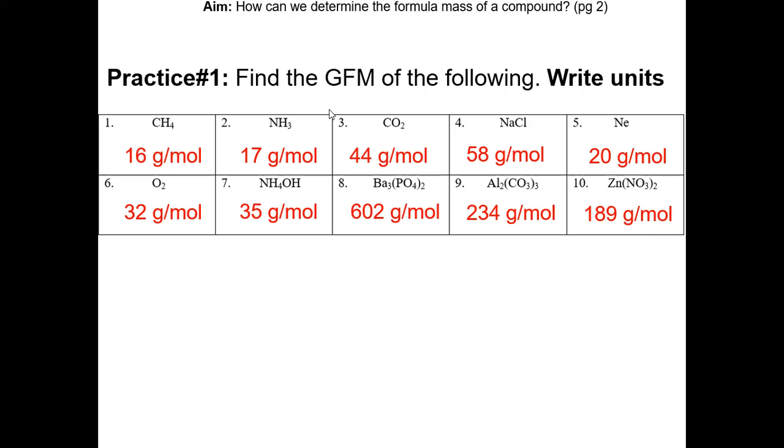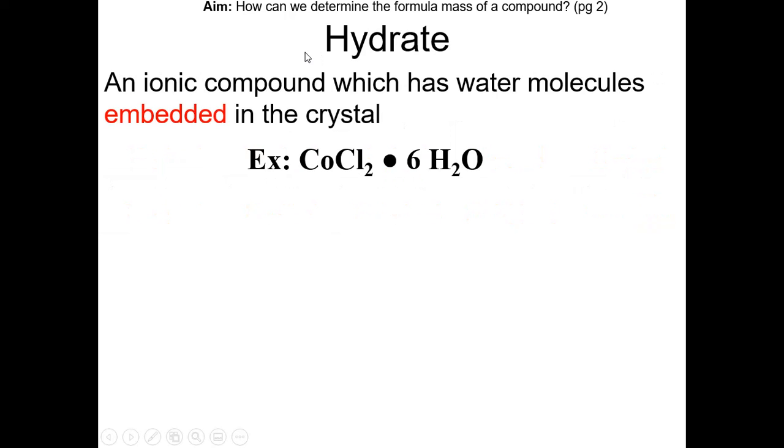Next, we're going to talk about hydrates. A hydrate is an ionic compound which has water molecules embedded in the crystal. Here's an example of a hydrate. If you see a chemical formula with a dot and water, that should tell you that this compound is a hydrate. This is the hydrate of cobalt 2 chloride. For every cobalt 2 chloride, there are 6 water molecules.